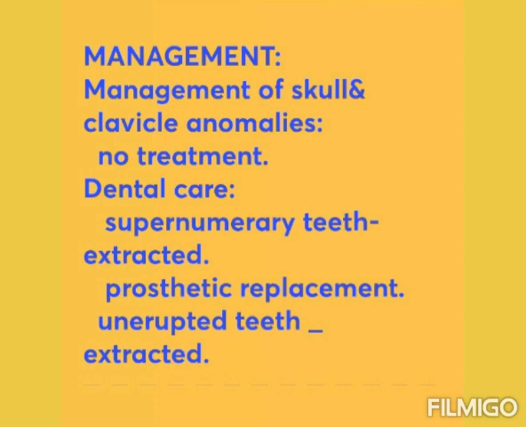Next, moving on to the management. For the skull and clavicle anomalies, no treatment is required, and the patient can live a normal life. As for dental care, as the patient may have supernumerary teeth, they should be extracted. Prosthetic replacement for the teeth should be carried out, and unerupted teeth should be extruded orthodontically. So dental care is needed for this patient.